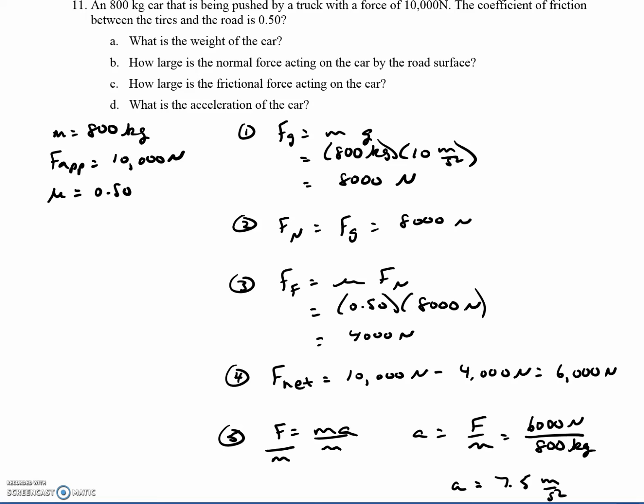Then we want to calculate the net force on the car, which is taking the applied force of 10,000 newtons, subtracting the force due to friction of 4,000 newtons, and our net force is 6,000 newtons. Finally, we want to calculate what the acceleration of the car will be. So we'll take the net force, which is 6,000 newtons, divide it by the mass of the car, which is 800 kilograms, and that gives us an acceleration of 7.5 meters per second squared.